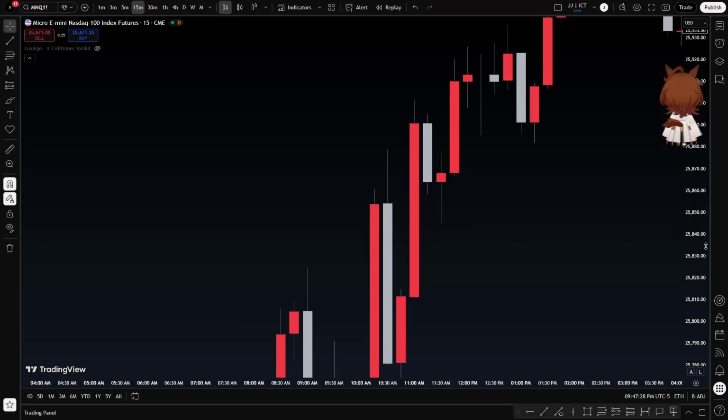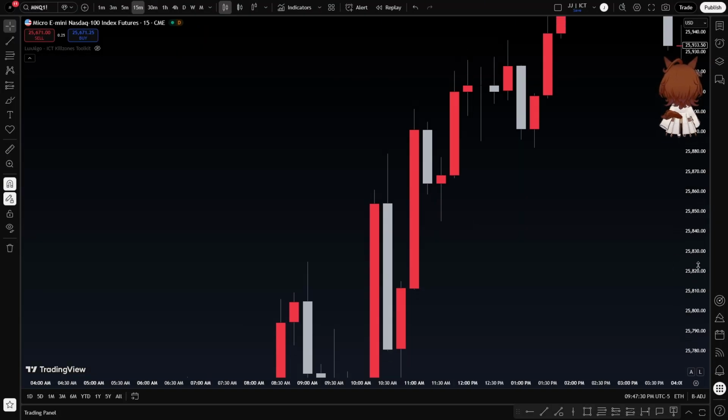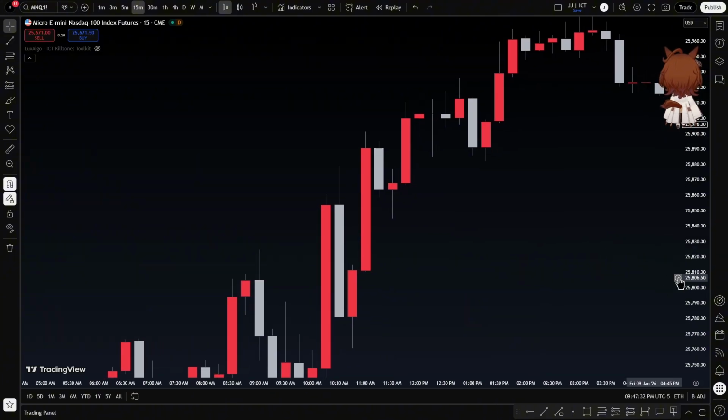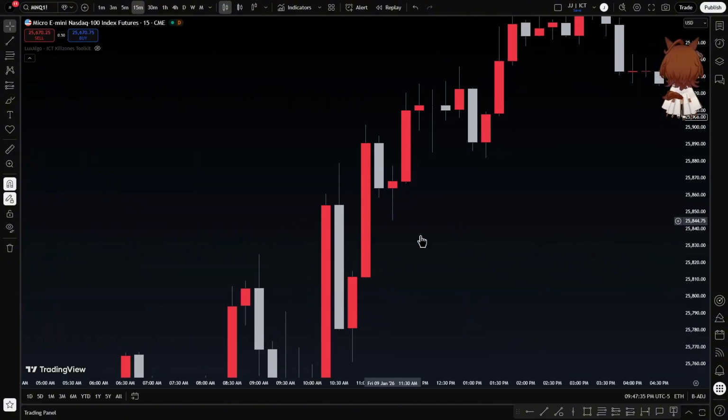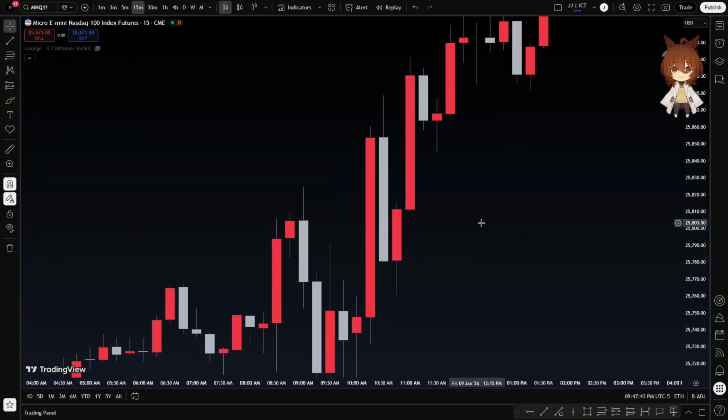All right, I found another example, and I need to go over this real quick because I don't think I directed your attention to how it actually forms and what the mitigation block is. So this is a bullish mitigation block. Okay, go ahead and categorize this in your head. A bullish mitigation block looks like this.